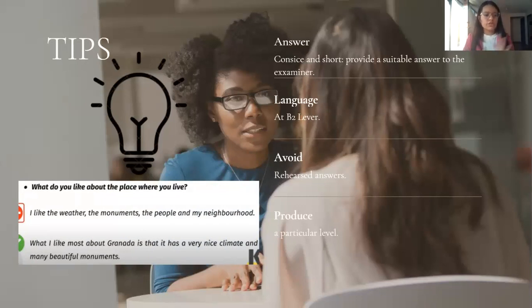The correct answer will be, what I like most about Granada is blah, blah, blah. Okay, why? Because when we are giving the answer, we have to be very concise and short, but being aware to provide a suitable answer to the examiner. And in this part you are going to show the B2 level that you have and avoid rehearsed answers, okay? Just go and produce the level of English that you already have, okay? In part 2, you are going to have other details about speaking production.